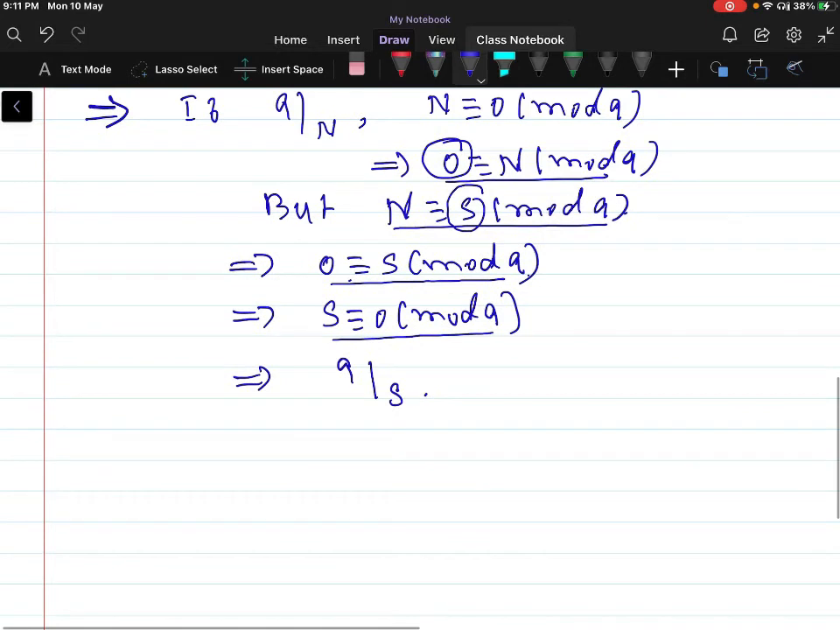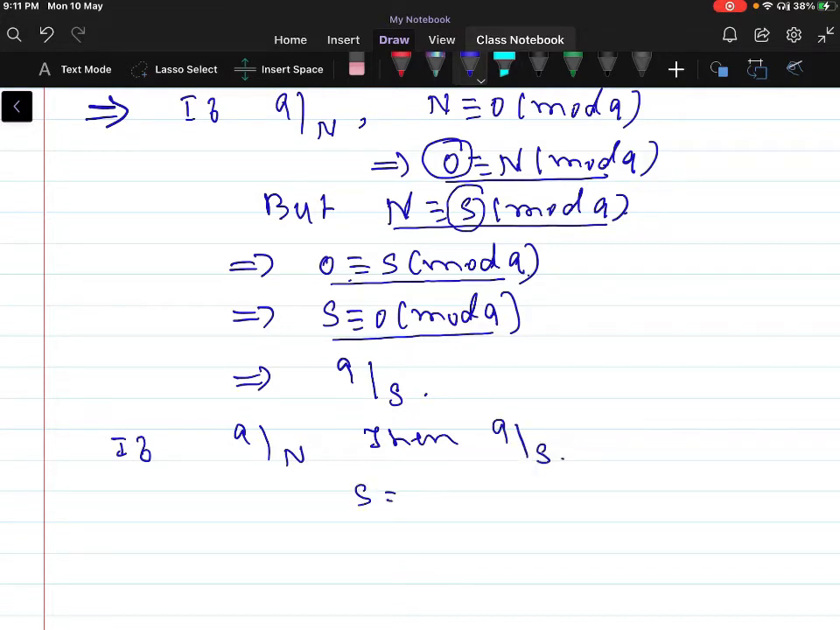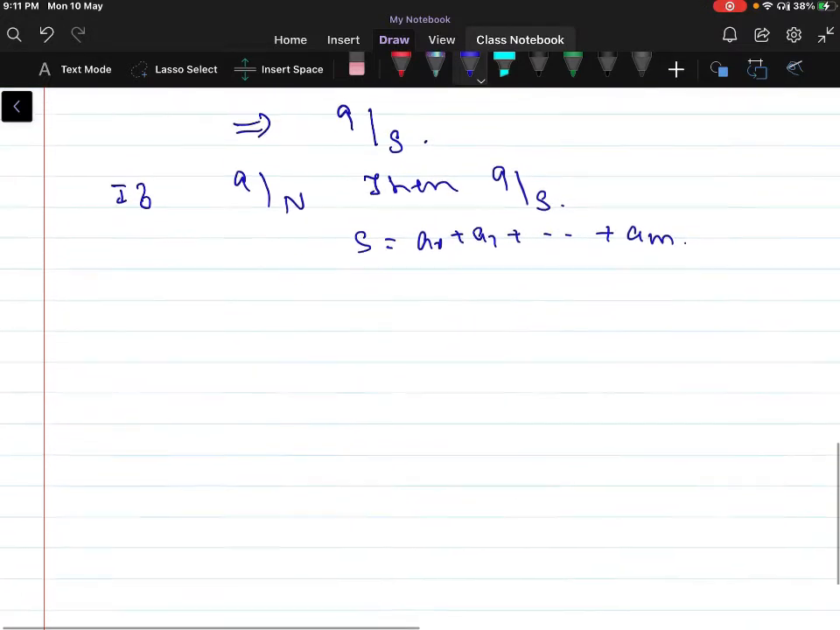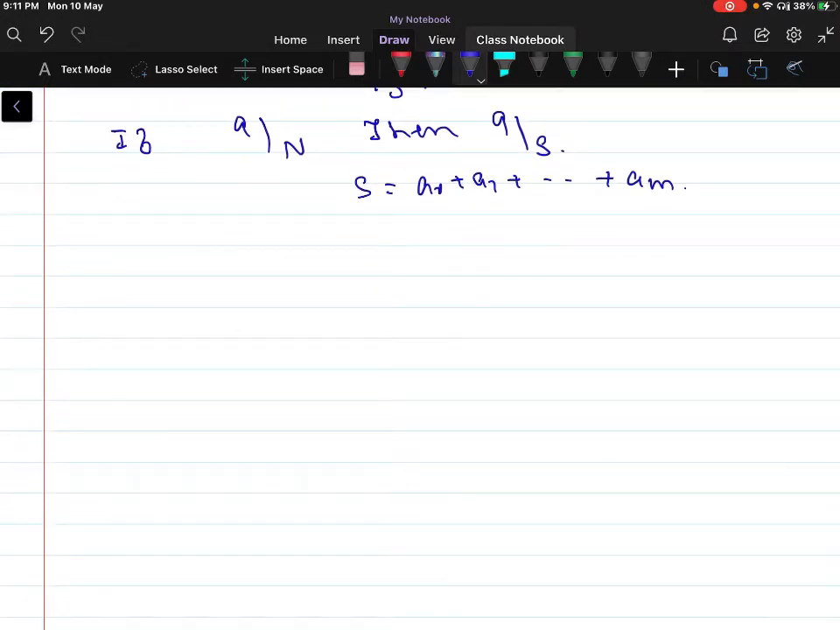So let us conclude that if 9 divides the positive integer n, then 9 divides s, where s is equal to a0 plus a1 and so on plus am. Let us move to the second part of the proof of the theorem, the converse part. If we assume that 9 divides s, we prove that 9 divides n.